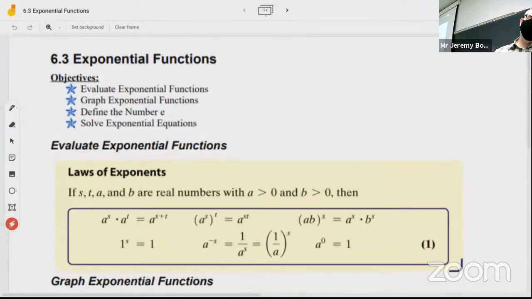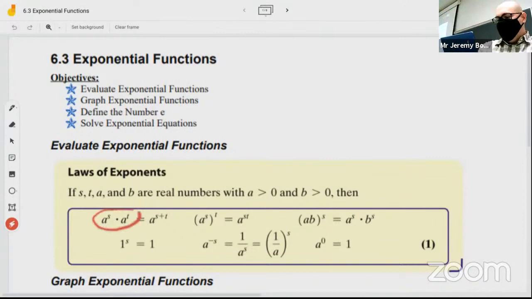So the first thing that I want to do is review the laws of exponents. We talked about these all the way back in the R sections, probably the first couple of weeks of class. But I like to review them now since it's been so long. So we've got these variables S, T, A, and B. They're all real numbers, but we do have the extra rule that B and A are both greater than 0. We just don't want them to be 0. We don't want them to be negative.